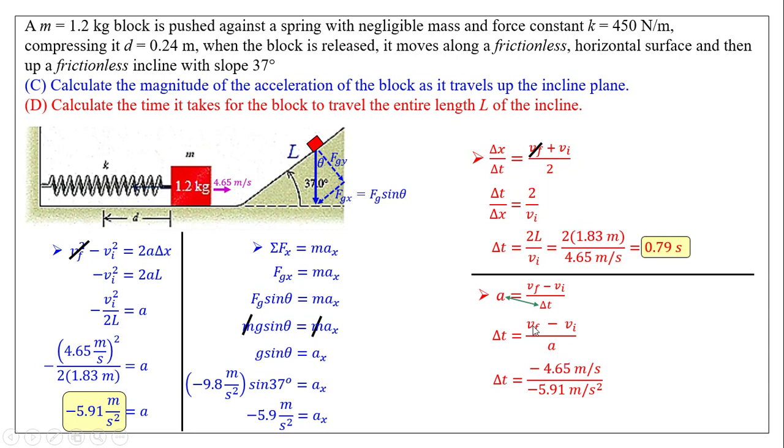But once again, Vf is 0, right? Because it has to come to a stop at the very peak, or top, of the ramp. Vi, I know is 4.65, the negative sign I carry down. A being negative for the actual variable itself. Therefore, the negative signs cancel out. So if you take 4.65 divided by 5.91, you will get an answer of 0.79, which is the same answer as the previous strategy. As you can see, there are different ways to get these values. Hopefully, as you practice, pick a strategy that works best for you, okay?